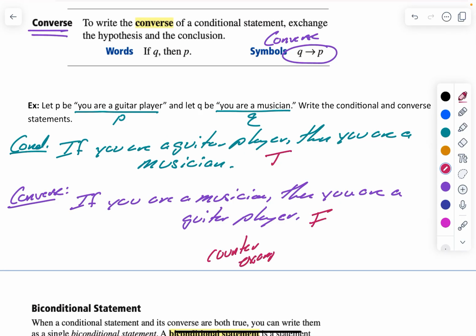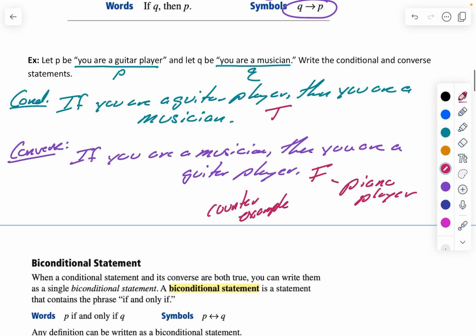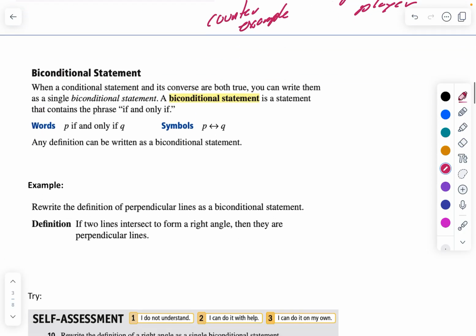Counterexample. So you don't need to go into a big description. You can just say false, and then you could say piano player or something like that, or piano. So if you say something's false, provide a counterexample to say why it's false.